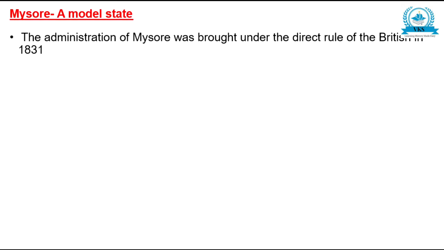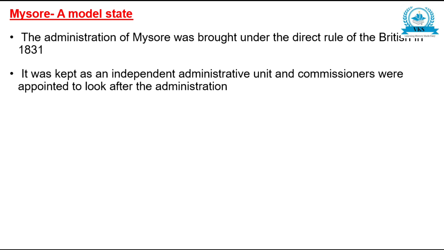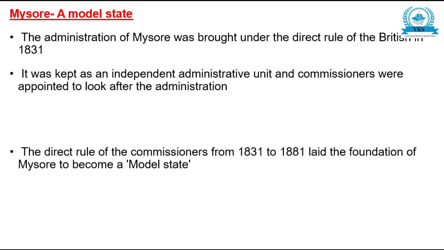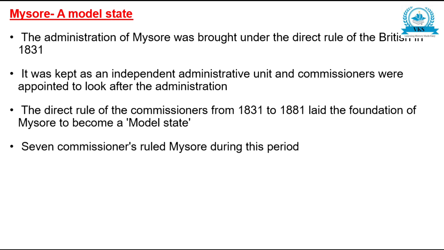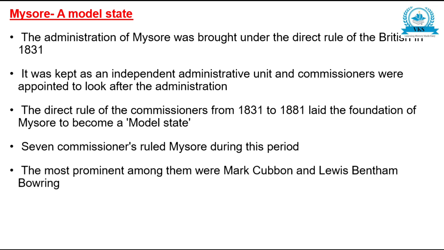Mysore, a model state. The administration of Mysore was brought under the direct rule of the British in 1831. It was kept as an independent administrative unit and commissioners were appointed to look after the administration. The direct rule of the commissioners from 1831 to 1881 laid the foundation for Mysore to become a model state. Seven commissioners ruled Mysore during this period. The most prominent among them were Mark Cubbon and Louis Bentham Bowring.